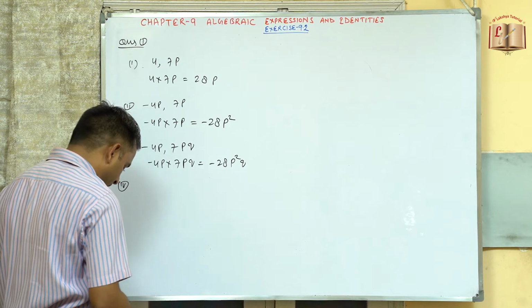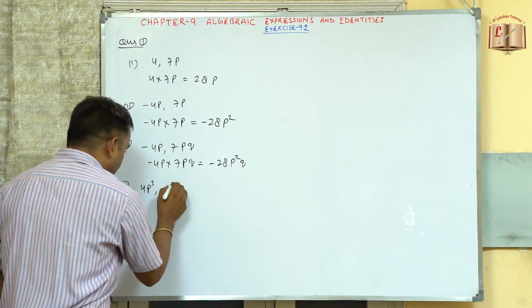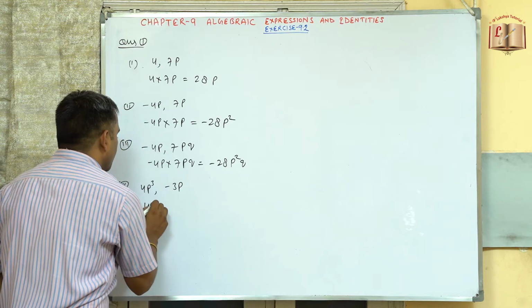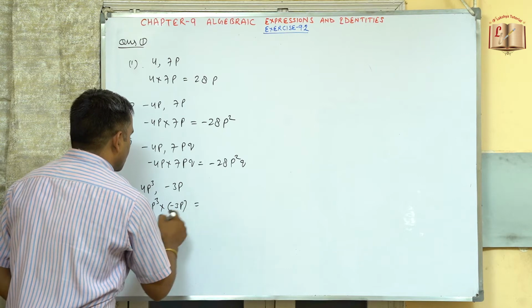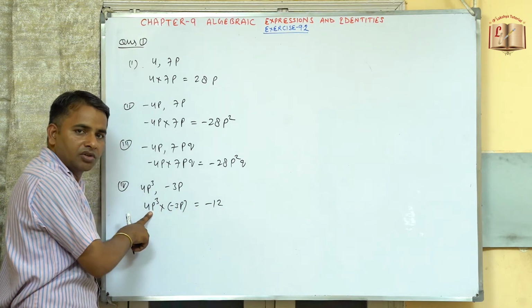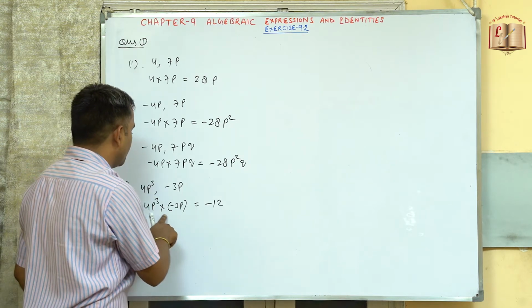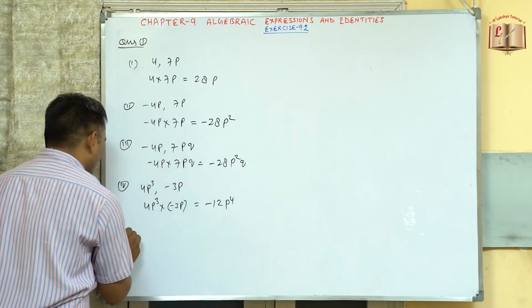Similarly for the fourth part, this is 4p cube and minus 3p. So this will be 4p cube into minus 3p. So this will be now minus 12. Minus 3 into 4, minus 12, and p cube into p. So this will be p to power 4.